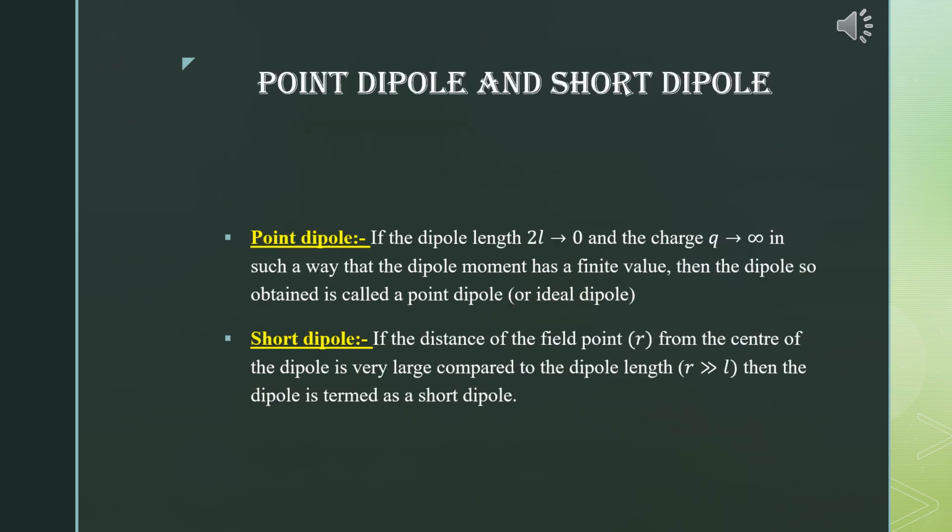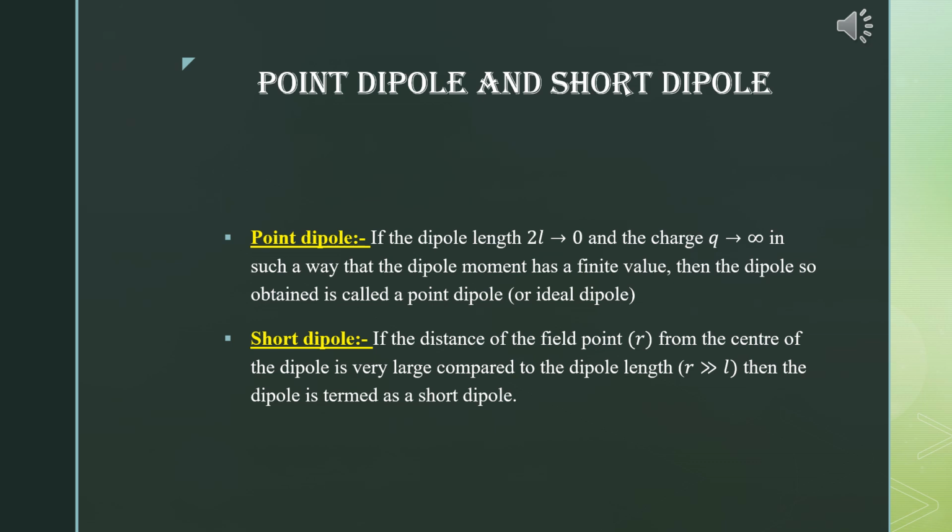Now here we'll specifically talk about two important assumptions which we'll be using very commonly in all the problems and all the derivations. The first one is called a point dipole, or sometimes it is also termed an ideal dipole. What is the meaning of it? Imagine you have one minus q charge, one plus q charge, and they have a certain distance between them, that is 2L, and we have got some value of dipole moment.